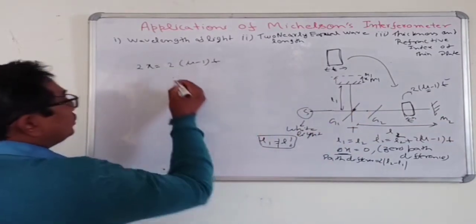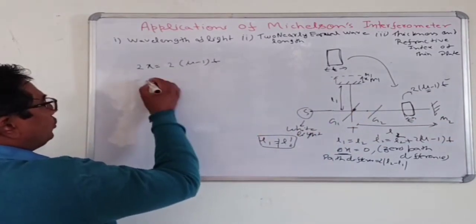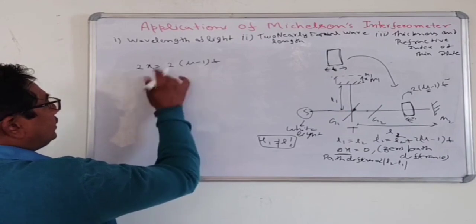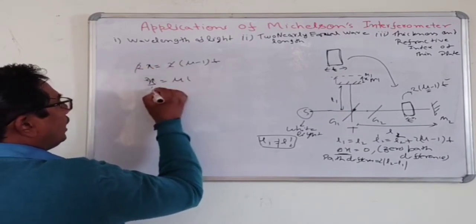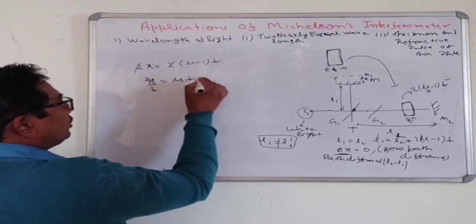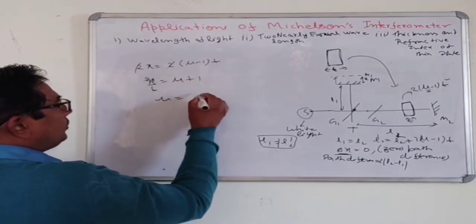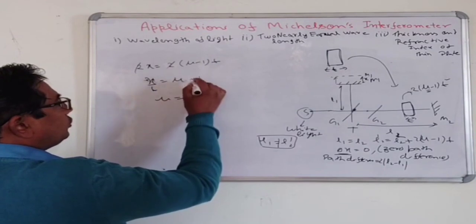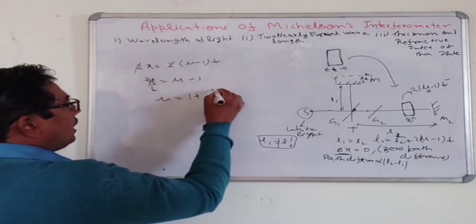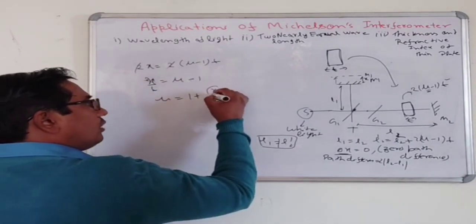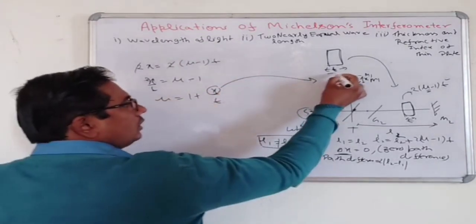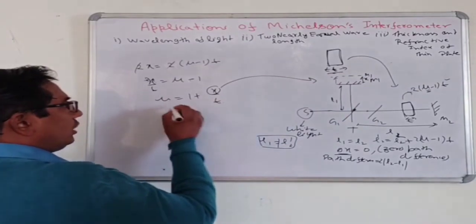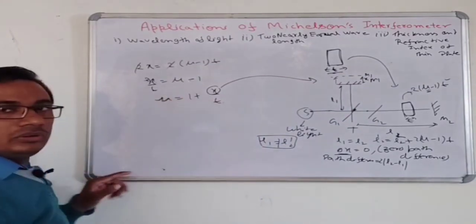So now you can calculate the value of mu like that: x by t is equal to mu minus 1. You know the value of x by t, so you can calculate mu. You can find the value of x experimentally, and you know t. You can put it here and calculate the value of mu.